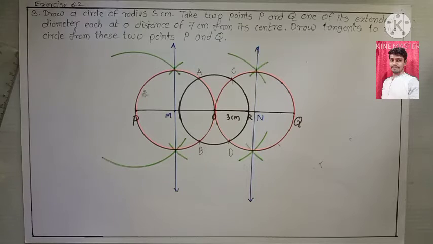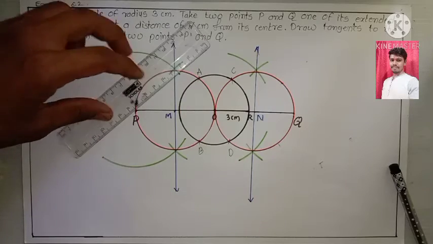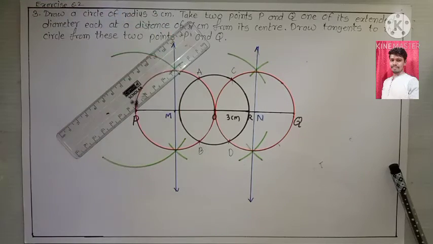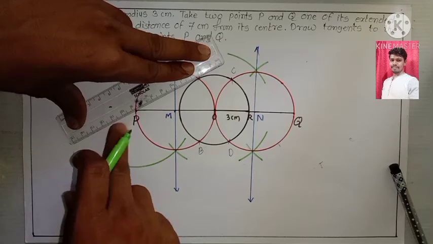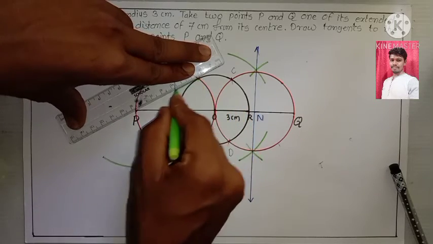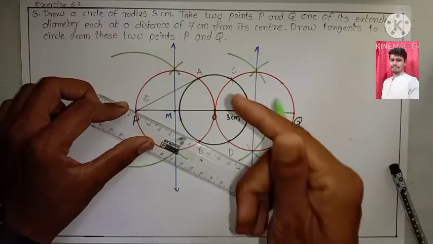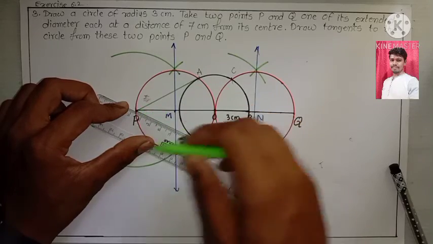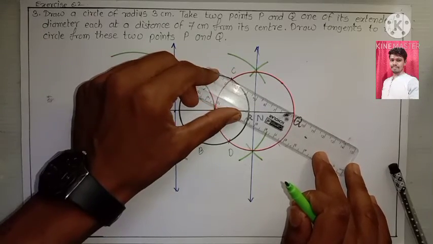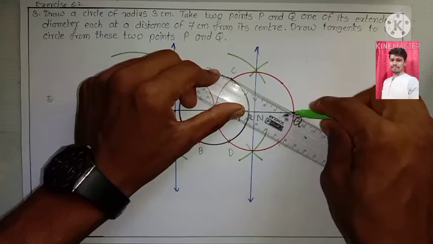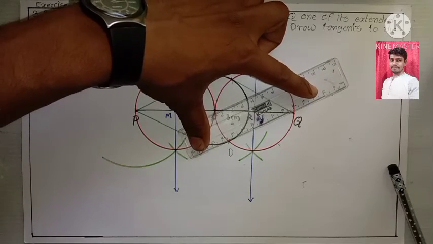In step 8, join AM. Join AP, where P is the external point, which gives the first tangent AP, and similarly join PB, which is again drawn through the external point P. Same procedure here: if you join QC, we again get one tangent, drawn through the external point Q, and here join QD as well.